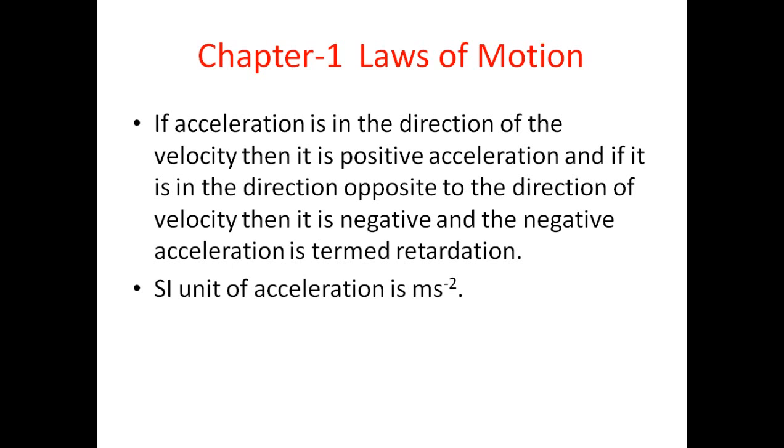The negative acceleration is termed retardation, and the SI unit for acceleration is meter per second square. You can see in your books also, an object can have a positive or negative acceleration. When the velocity of an object increases, the acceleration is positive. In this case, the acceleration is in the direction of velocity. When the velocity of an object decreases with time, it has negative acceleration. Negative acceleration is also called deceleration. Its direction is opposite. So it's the same thing I have already explained to you.